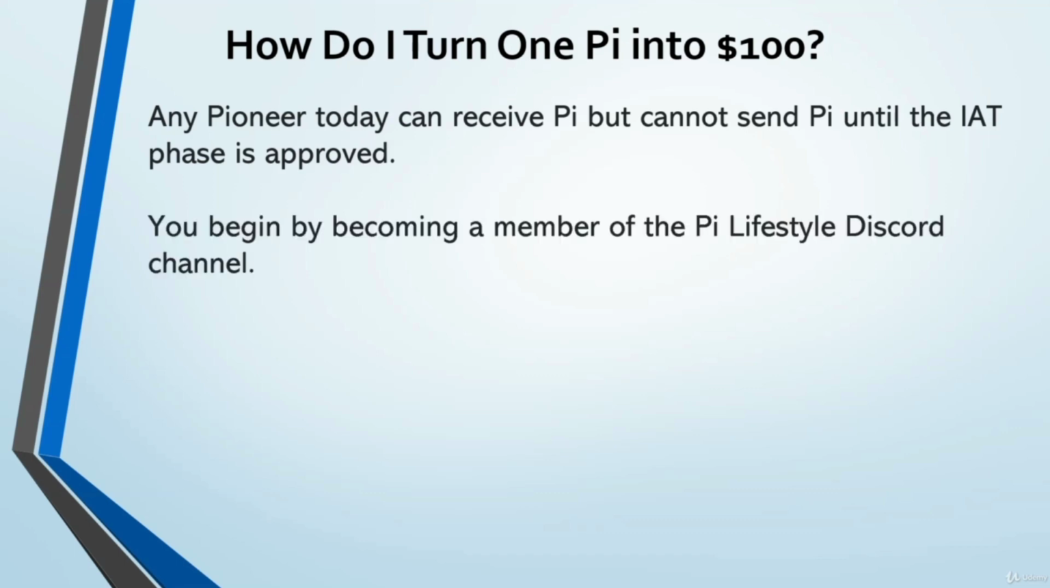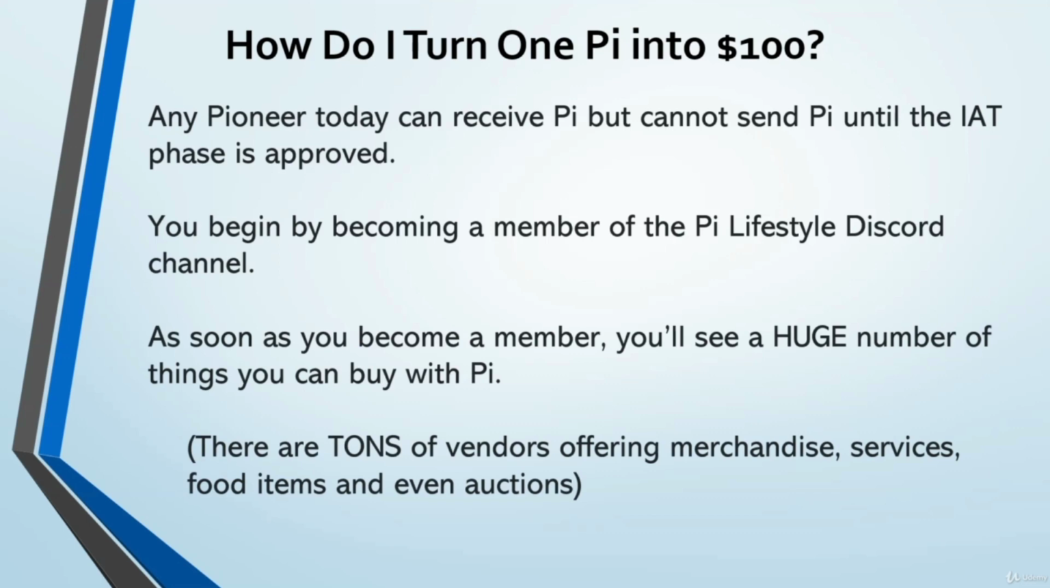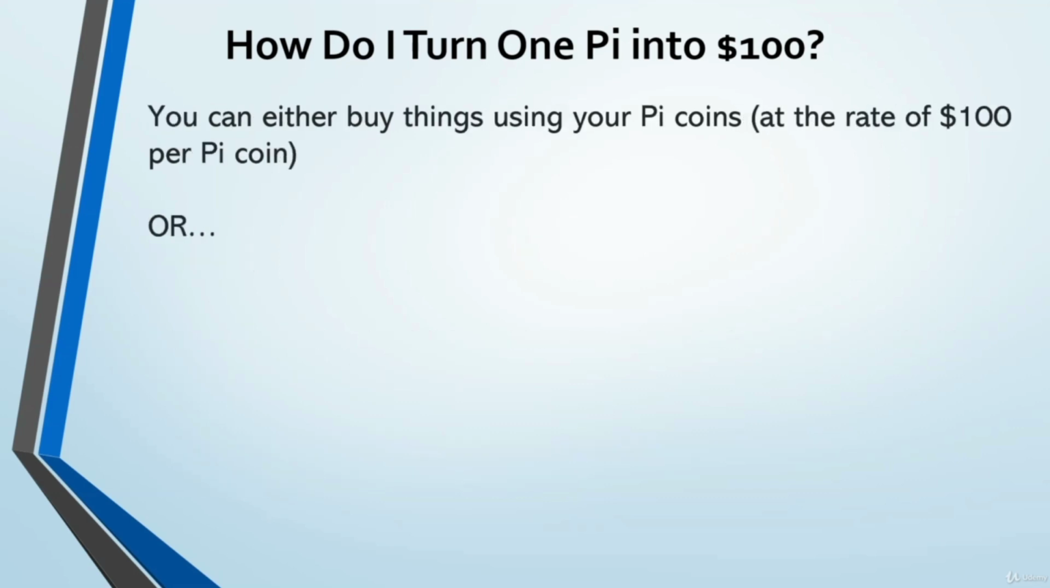So you begin this process by becoming a member of the Pi Lifestyle Discord channel, and a link to that will be in the special report. As soon as you become a member, you'll see a huge number of things that you can buy with Pi. And by the way, there's tons of vendors. They're offering merchandise, they're offering services, they're offering food items. There's even auctions that you can win. There's some amazing deals in those auctions.